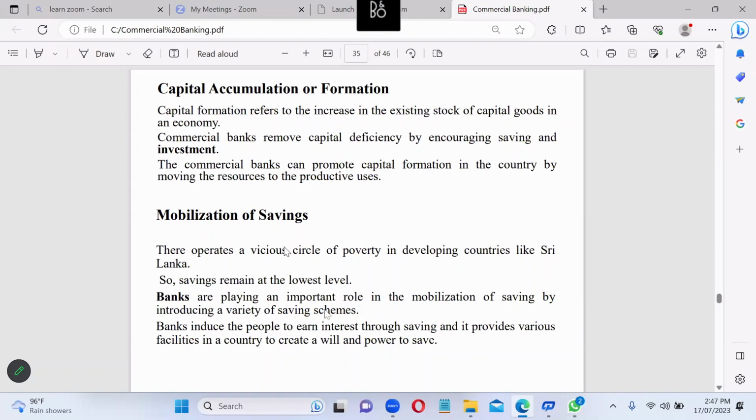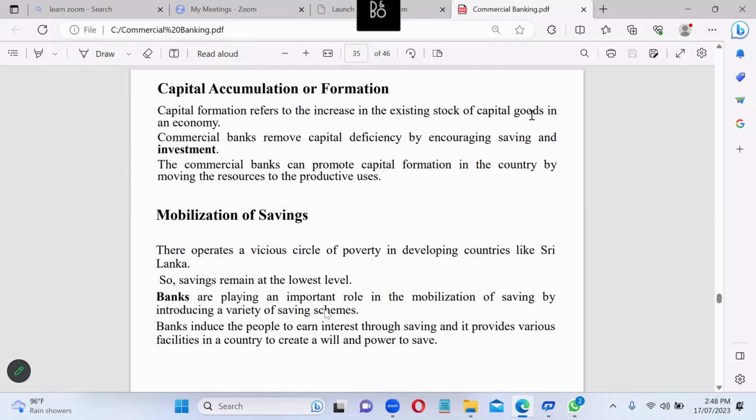Okay, capital accumulation or formation. We already saw this term, what is capital formation. Capital formation refers to an increase in the stock of capital goods in the economy. So commercial banks remove capital deficiency by encouraging saving and investment. Among the functions of commercial bank, we see capital formation, or we can call it accumulation. Accumulation means creation. So how does the commercial bank create capital accumulation? Through encouraging savings and investment.